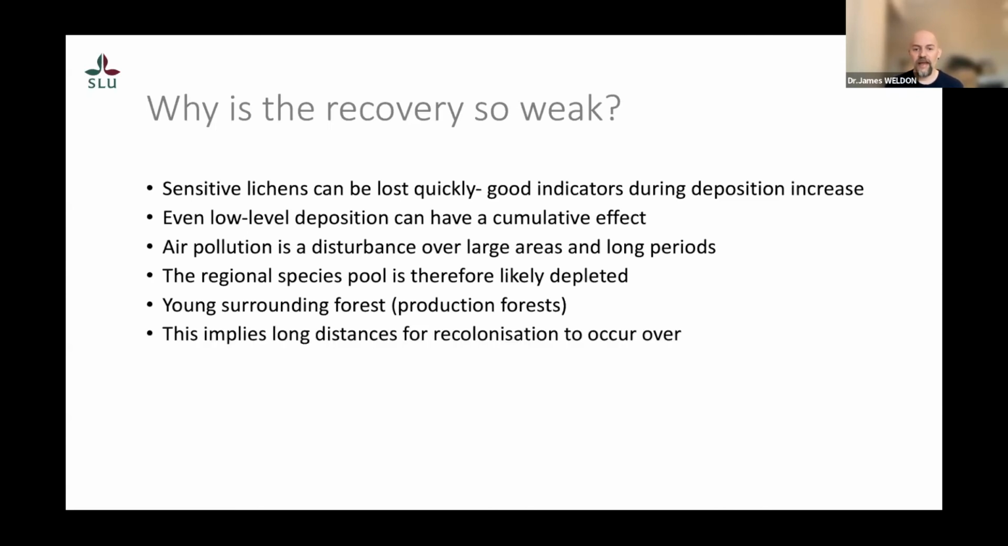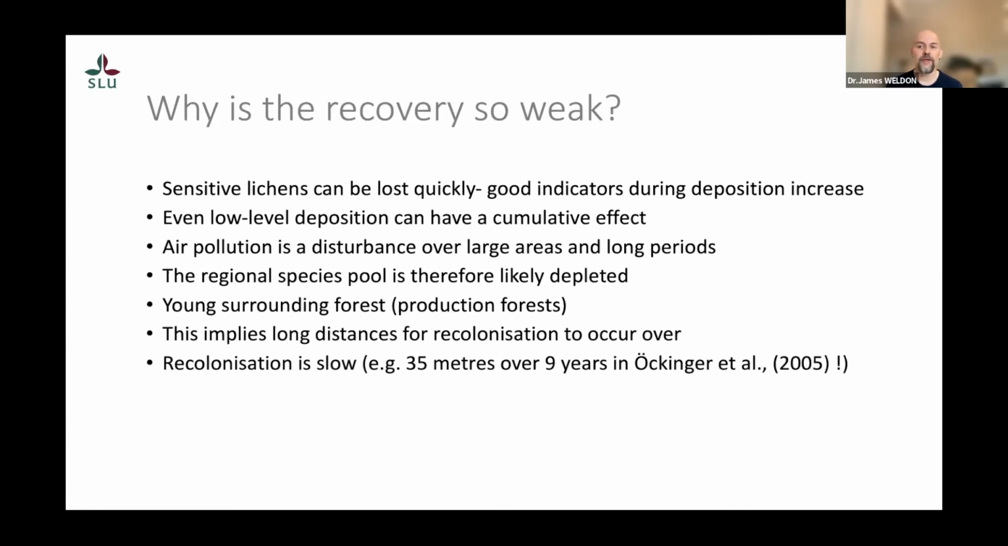So these factors together, the depletion of the regional species pool and the unsuitable habitat created by forestry, would imply that there could be quite long distances for any recolonization to occur over, even now that the deposition levels are low enough to permit these sensitive species to come back. They have to come from somewhere. We know from other studies in this area that recolonization can be a very slow process. This paper found that one sensitive species has managed to recolonize only 35 meters in 9 years.